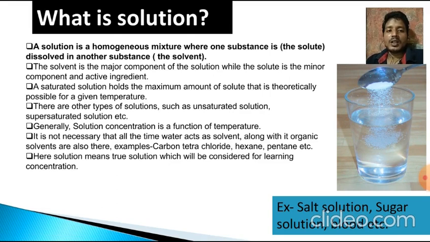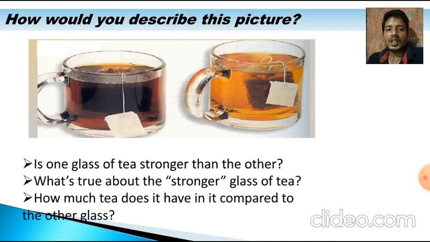Here are two types of tea. The first one is darker and the latter is lighter. In the first one, the tea concentration is much larger compared to the other. That is why this is darkish or denser in color, whereas the latter is lighter. The term concentration actually plays a role in all cases of solution.